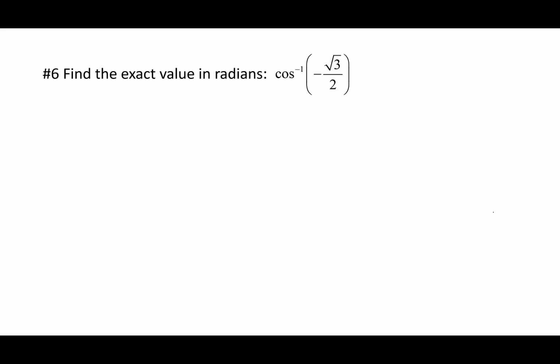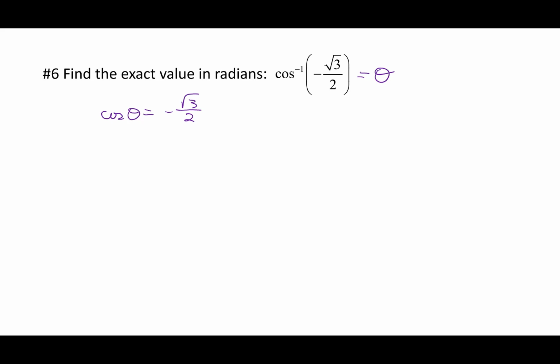Okay, now we have number 6, where we're going to find the exact value in radians of the cosine inverse of negative square root 3 over 2. So remember, this is an angle. Let's give it the name theta. From giving my cosine inverse an angle name, we can rewrite the equation in its other form as the cosine of theta equals negative square root 3 over 2. And here I'm finding the exact value.